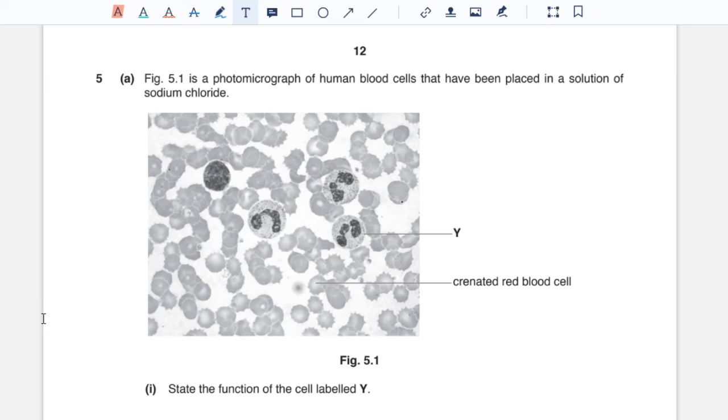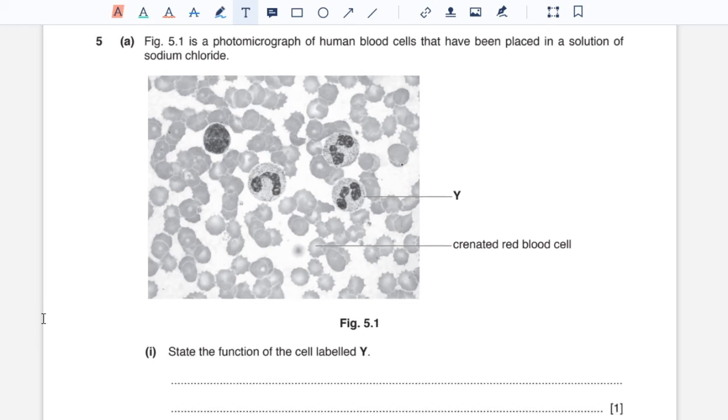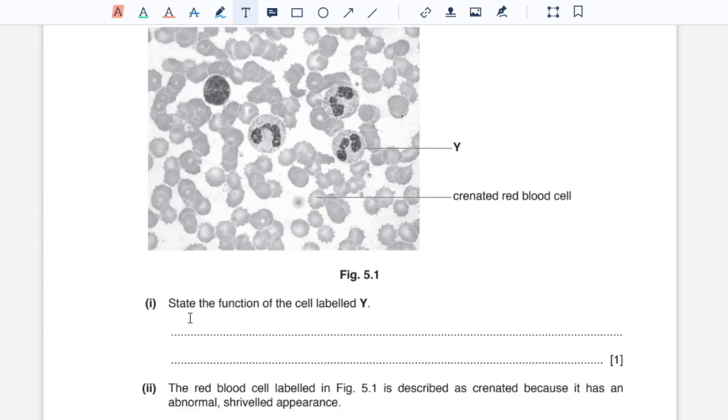5a. Figure 5.1 shows a photomicrograph of human blood cells that have been placed in a solution of sodium chloride. 1. State the function of the cell labeled Y. So Y is a neutrophil since it's got a lobed nucleus. As it is a phagocyte, it is supposed to carry out phagocytosis.